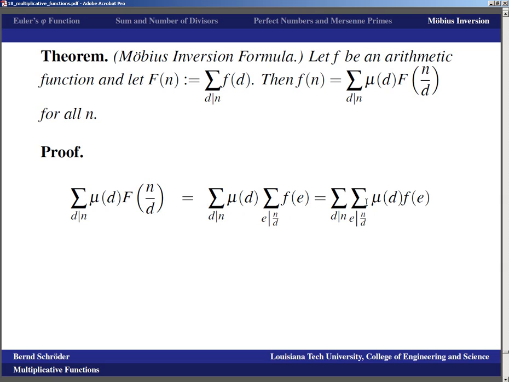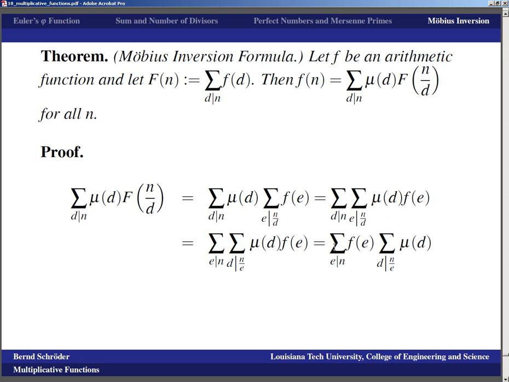Alright, now we can certainly pull this out and turn it into a double sum of mu of d times f of e. But now we realize this is a sum where we first specify a divisor of n and then look at all the divisors e of n over d. We could have equally well specified a divisor e of n and then a divisor of n over e, and we would have ended up with the same product.